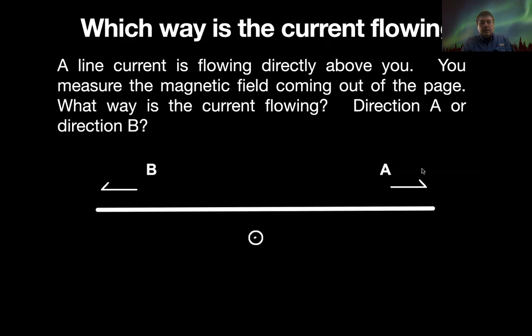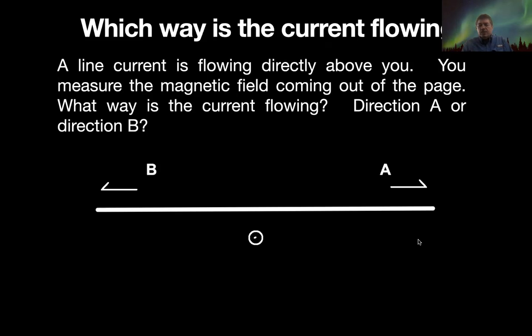So here's a question for you. There's a current that's flowing directly above you, the thick line, and you are directly below the current. And you measure a magnetic field coming out of the page. And this is a typical kind of symbol used to indicate coming out of the page. It's like the head of an arrow. And if you see a circle with an X in it, that's an arrow going into the page. But here we have the magnetic field coming out of the page.